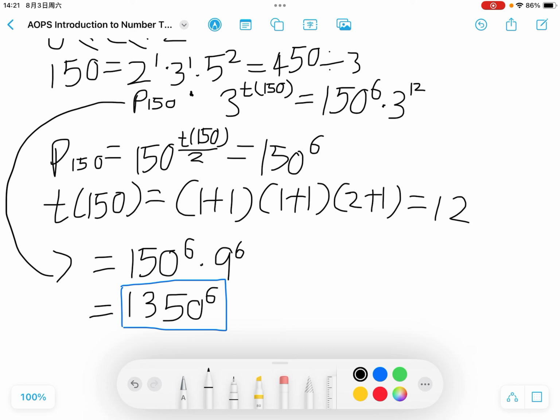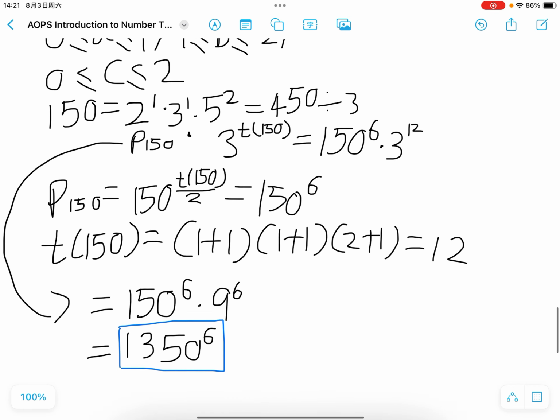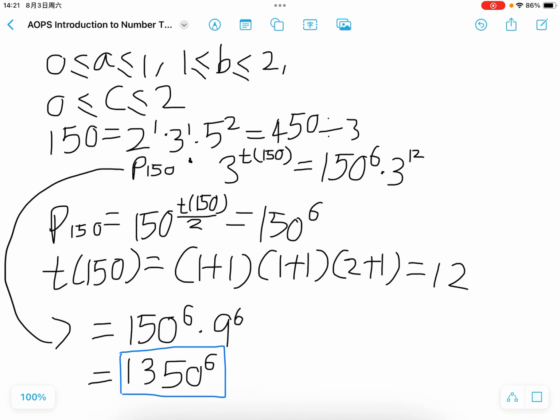So that's our answer, and the key here is to realize that we can just reserve a 3 from 450 for the divisors of 450 to ensure that they are all multiples of 3. We do that by dividing by 3, because we want to reserve that 3 for later. So we make sure every single divisor that we get is a multiple of 3, and we figure out the product of the divisors of 150, and we multiply that by 3 to the power of the number of divisors.